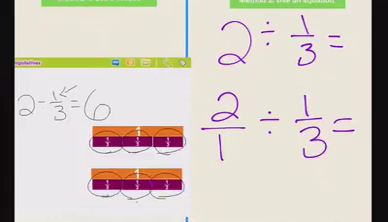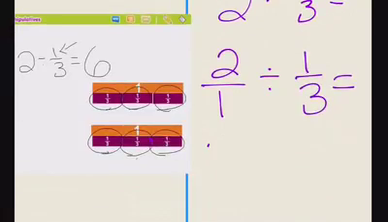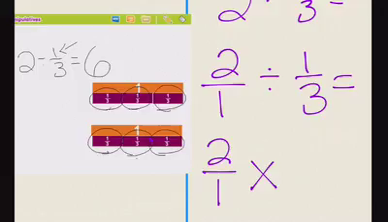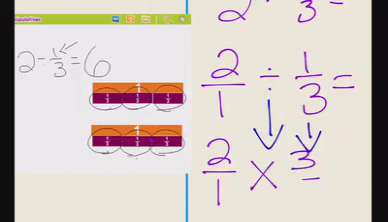Okay? Now, remember, we're going to take our first fraction and multiply it times the reciprocal of our second fraction. So again, our division problem becomes multiplication, and you find the reciprocal of the second fraction. So 1/3 becomes 3 over 1. Now simply multiply straight across. 2 times 3 is 6, and 1 times 1 is 1.